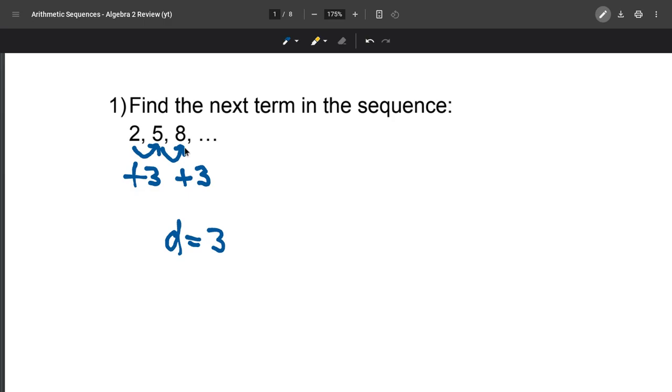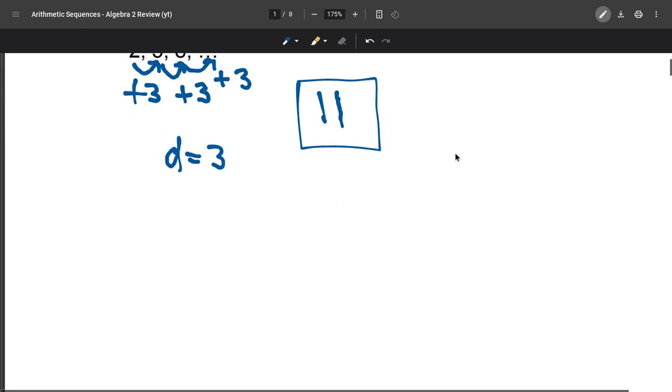Well, to find the next term after 8, we're going to add 3 again. So we add 3 again. 8 plus 3 is going to be 11. So the next term in the sequence is 11. Okay, let's keep going. Let's try another one of these.